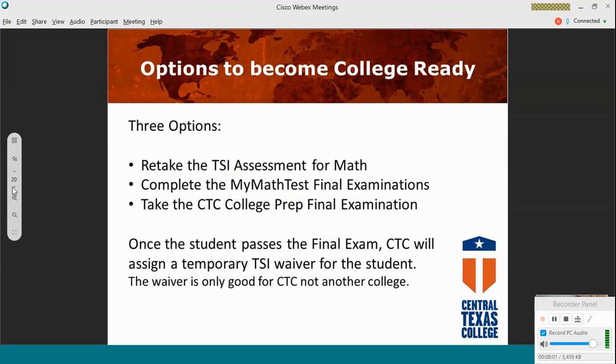At that point, they have 3 options. They can either retake the TSI, they can hopefully pass the final exams in MyMathTest, or they can take that same CTC college prep final exam that's on paper that the other option does. And again, you get a temporary waiver at that point.